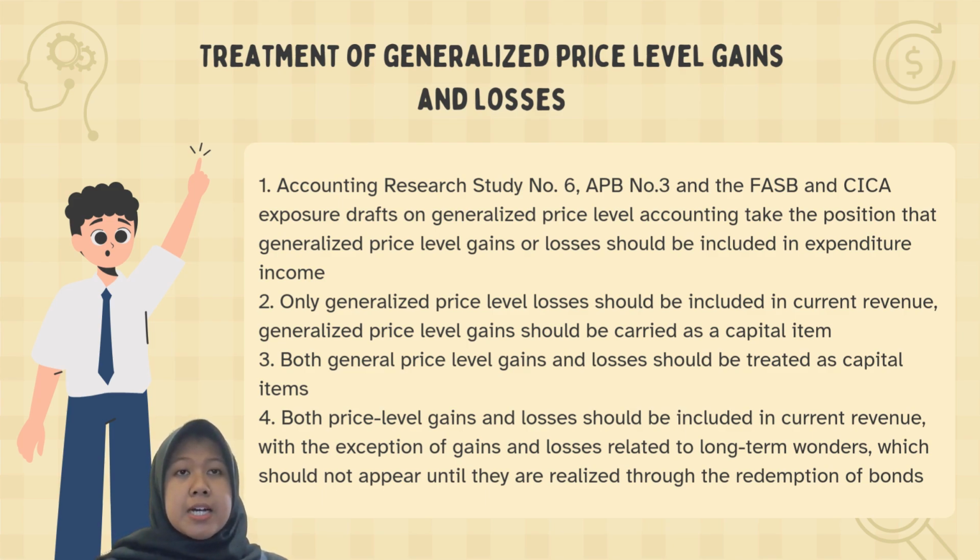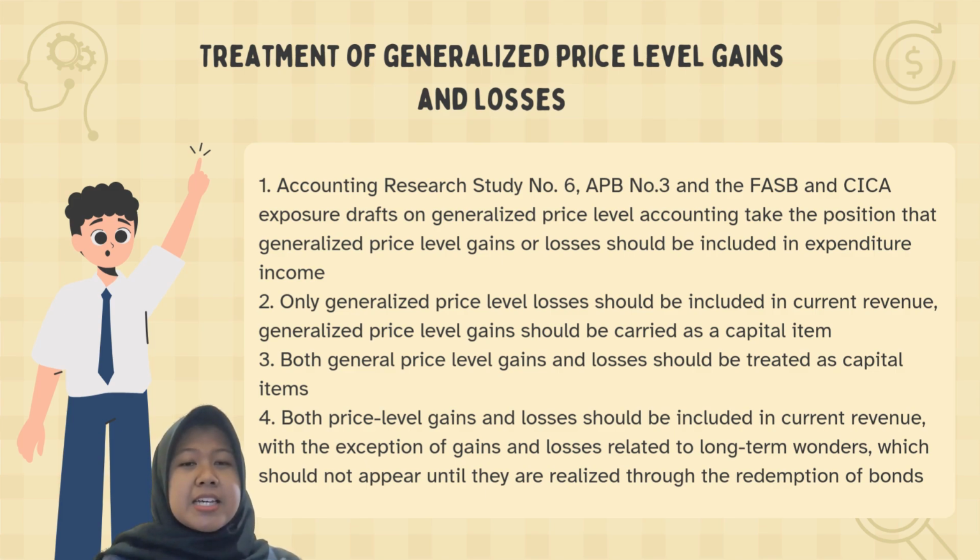The first one is Accounting Research Study number 6, APB number 3, and the FASB Exposure Draft on generalized price level accounting, which take the position that generalized price level gains or losses should be included in current income. The second is that only generalized price level losses should be included in current revenue, and generalized price level gains should be carried as capital items. The third is that both general price level gains and losses should be treated as capital items.